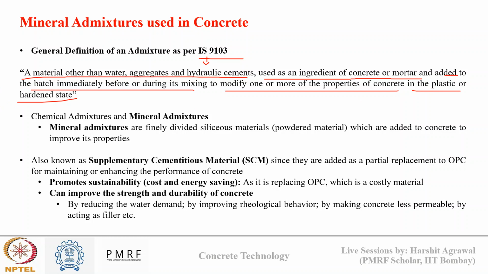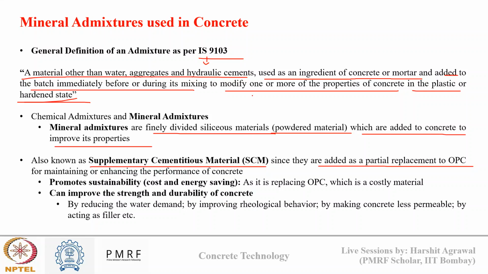Now, we know that admixtures are further classified into two types, mineral admixtures and chemical admixtures. And as we have already talked about chemical admixtures, they satisfy this definition. How? As they are added in concrete during mixing and modify one or more properties of concrete in the plastic state. Now, what are mineral admixtures? These are finely divided siliceous or powdered materials which are added in concrete to improve the properties of concrete in hardened state. They are also known as supplementary cementitious materials because they are added as a partial replacement of cement, for enhancing the performance of concrete.